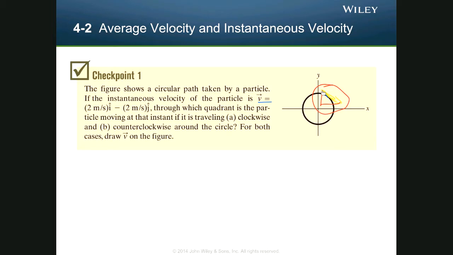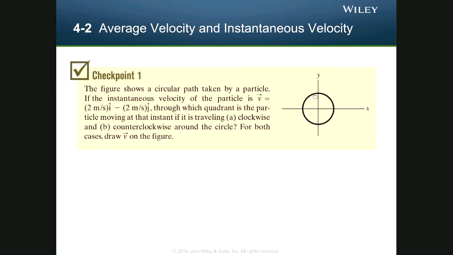At this point, the velocity vector is pointing in a positive X direction and a negative Y direction. Yeah, so it's quadrant one. Okay? So I want you to convince yourself of the answer for B. I'm going to clear everything. With B, now we're going to go counterclockwise, right? And I want to at least show you, so counterclockwise would be like this.